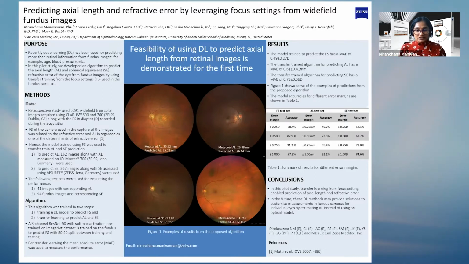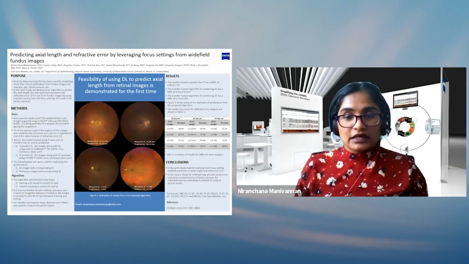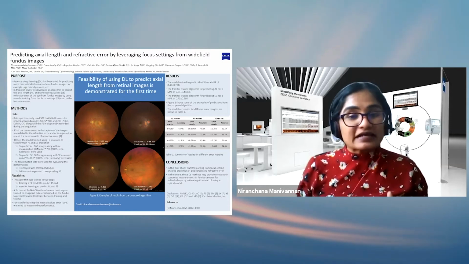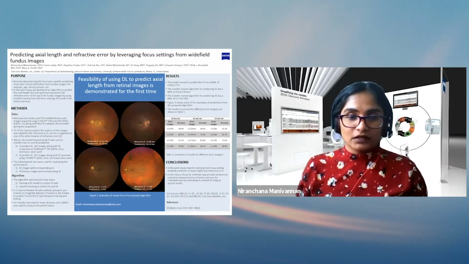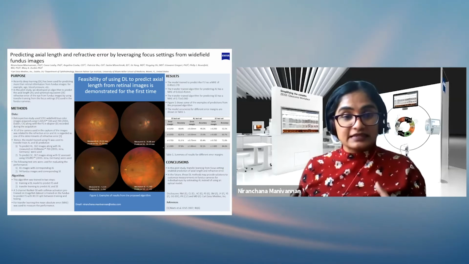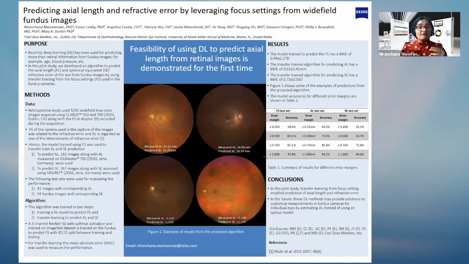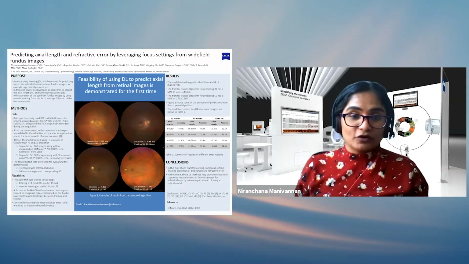So in this pilot study, we used a focus setting to do transfer learning to find axial length and refractive error from the fundus images. In the future, these deep learning methods may provide solutions to customize the measurements in the fundus camera, because currently most of the measurements in the fundus camera follow an average eye optical model. If we have the correct axial length, then in the future, we might be able to enable customized measurements using this axial length. Thanks everyone for listening to the talk.